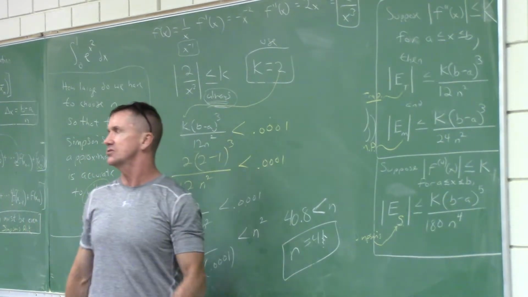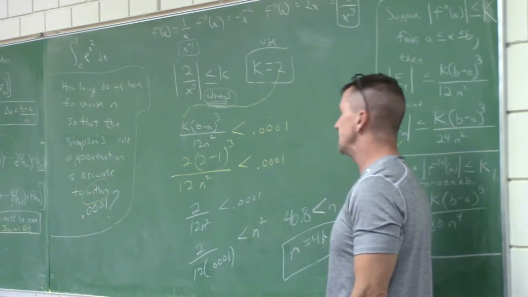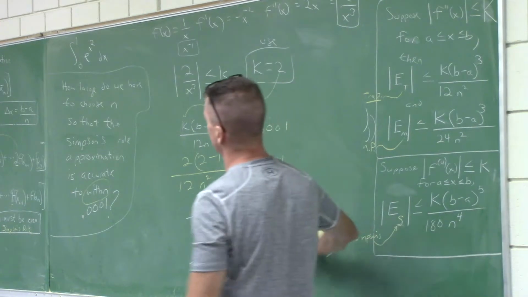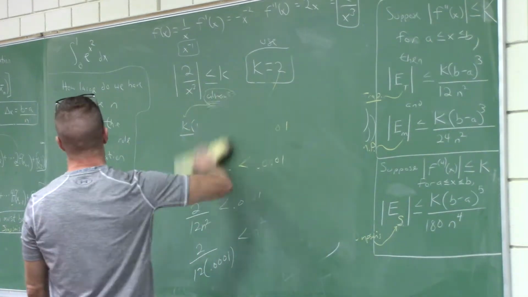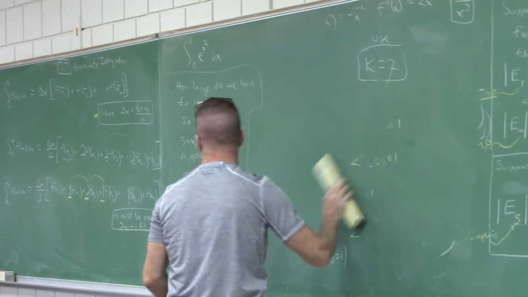But Simpson's rule would not take 41. Probably be closer, lower, like it might be less than 10. You can try it. Well, that's what we're going to do. We're going to use Simpson's rule now for e to the x squared. And we're going to be accurate.